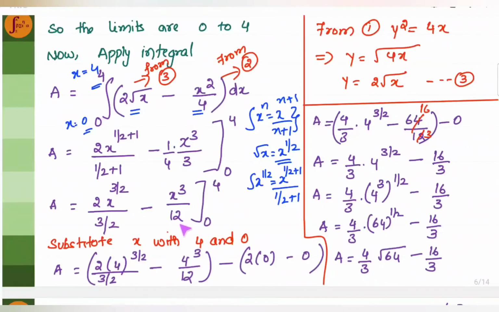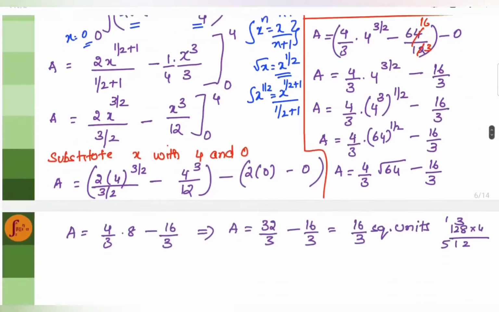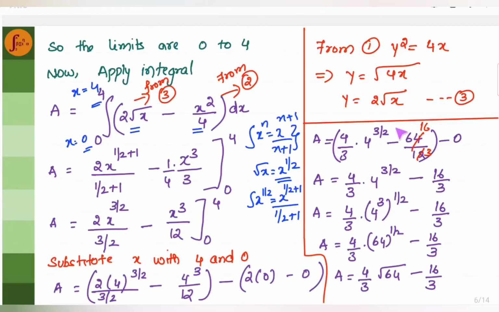Now we simplify it further. You're going to get x to the power 3 by 2 by 3 by 2, and minus x cube by 12. Now we'll have to apply the limit. When I say we have to apply the limit, we'll substitute this value of x first with 4 and then with 0. We take the upper limit first and then subtract the lower limit, right? So we are going to get it like this: 4 by 3 into 4 to the power 3 by 2, minus 64 by 12. Now this part is tricky.